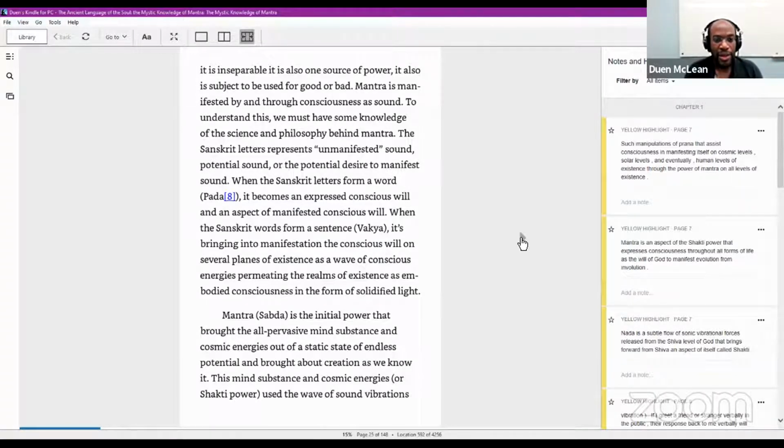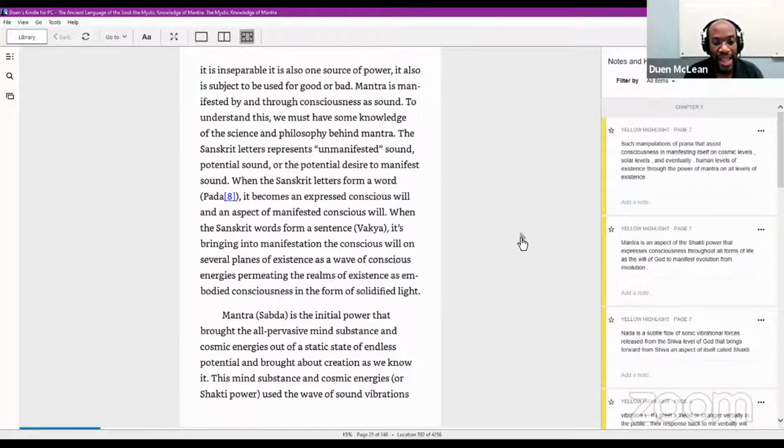To understand this, we must have some knowledge of the science and philosophy behind mantra. The Sanskrit letters represent unmanifested sound, potential sound, or the potential desire to manifest sound. When the Sanskrit letters form a word, pada, it becomes an expressed conscious will and an aspect of manifested conscious will.